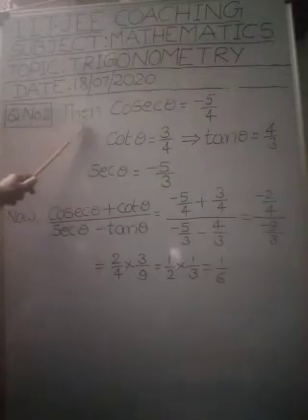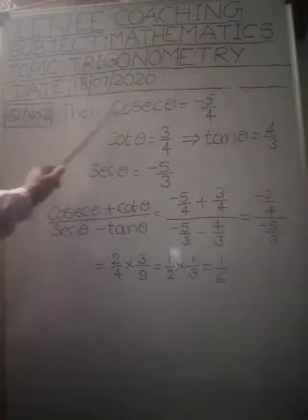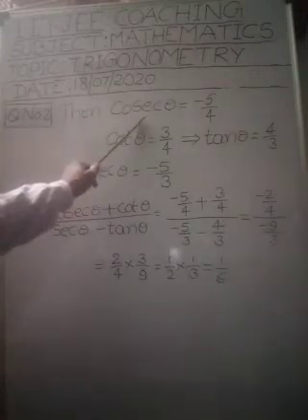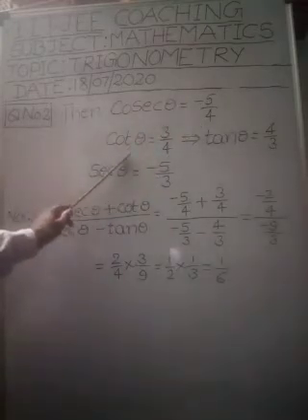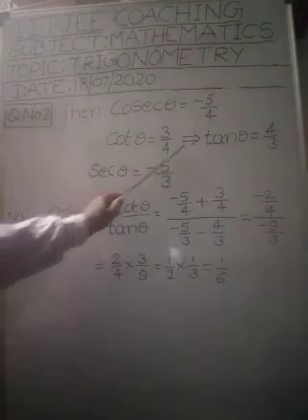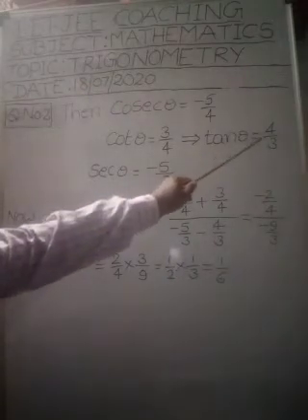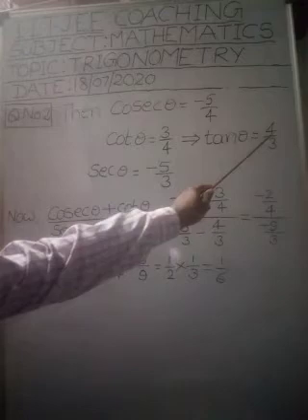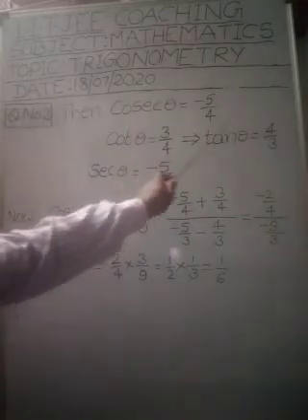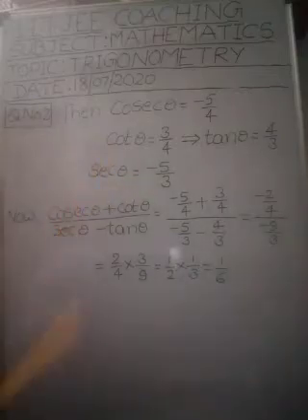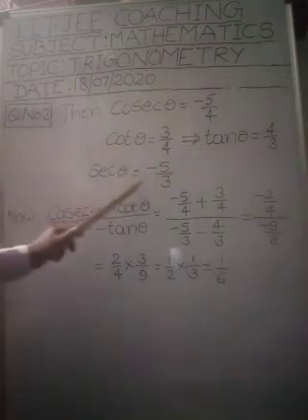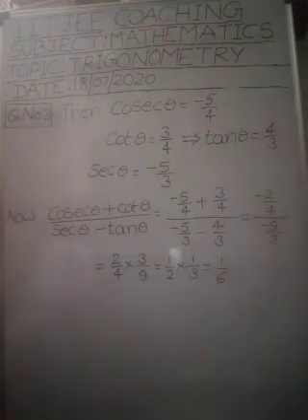Now we write the values of the trigonometric ratios from the right angle triangle. Cosecant theta is equal to minus 5 by 4. Cot theta is equal to 3 by 4. Tan theta is equal to 4 by 3 because it's the reciprocal; the reciprocal of cot theta is tan theta. Secant theta is equal to minus 5 by 3. From the right angle triangle, we wrote the values of these trigonometric functions.